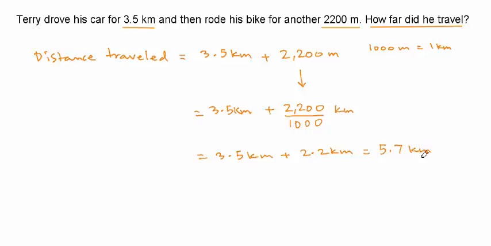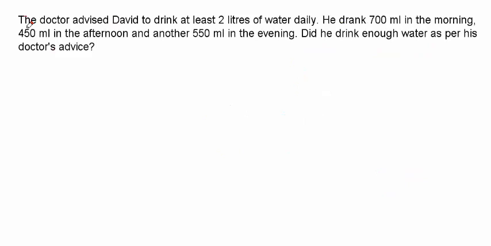If you want to write this down in meters, you just got to multiply this number with 1,000, not divide, because you're changing a certain number of kilometers, which is a larger unit as compared to the meters. And this is going to be equal to 5,700 meters. Let's now do a capacity problem.